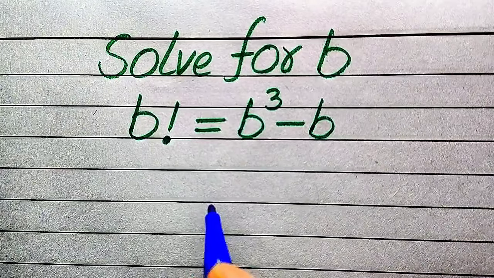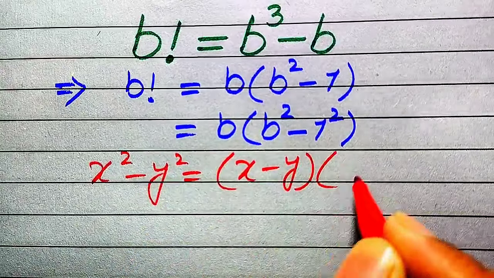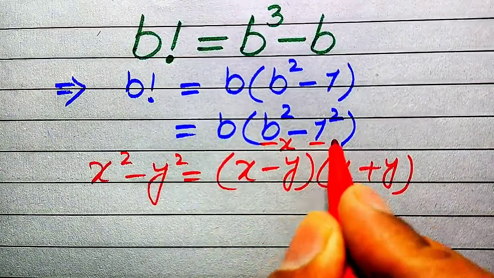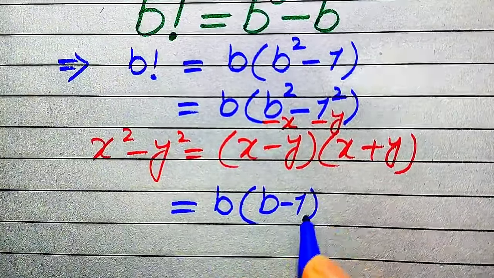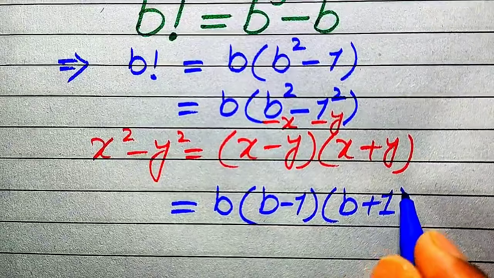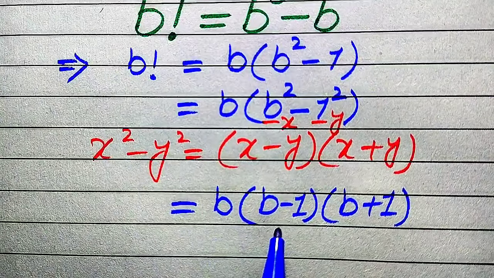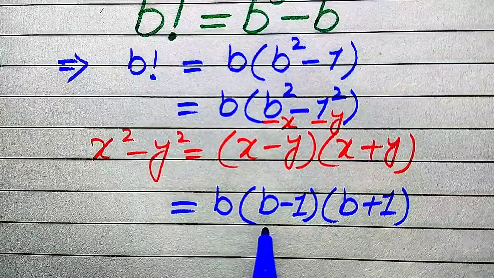You know that x squared minus y squared equals x minus y times x plus y. The base of this term is our x and the base of this term is our y. After applying this formula, the right hand side will be written as b times b minus 1 times b plus 1. In the right hand side we have b into b minus 1, and in the left hand side we have b factorial, so we expand this b factorial up to the terms involving b into b minus 1.